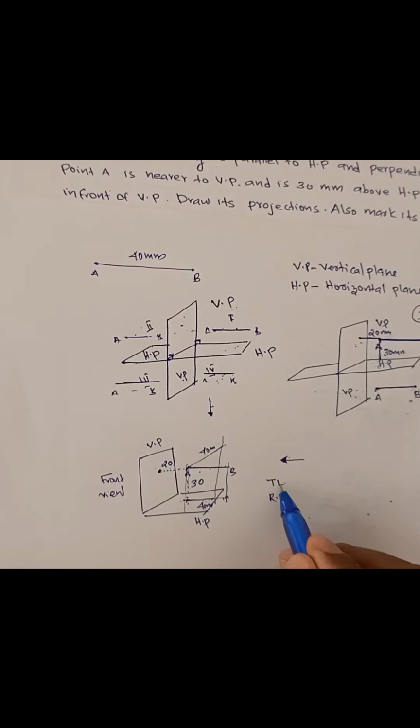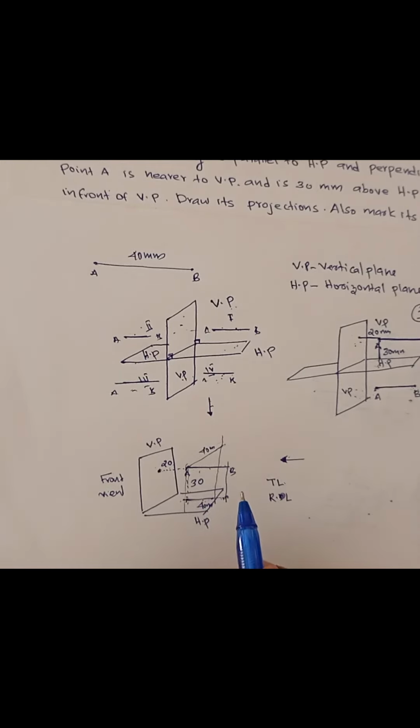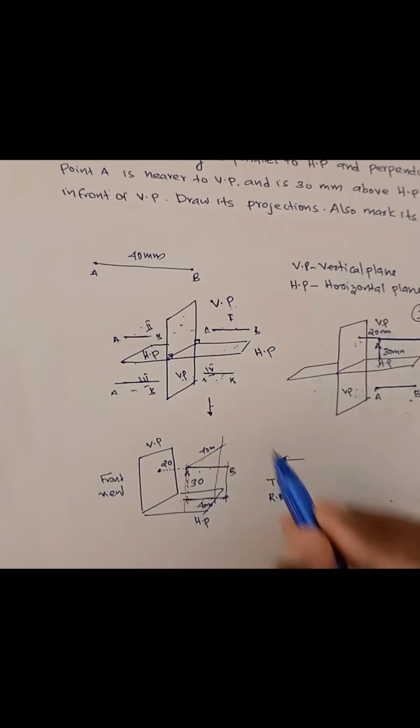Okay, reduced length. You will get the true length only when the line, or whatever the object is, is parallel to the projection plane. Here the line is parallel to HP, so the length of the projection is the true length. If it is inclined to the projection plane, the length will be a reduced length, not the true length. So here you will get a line of 40 mm in the top view.